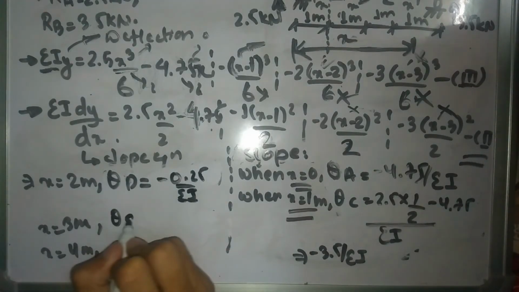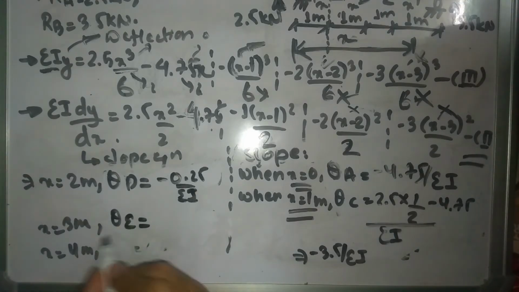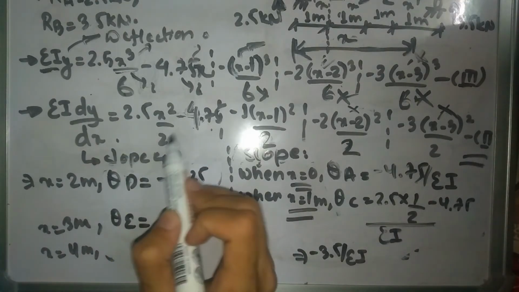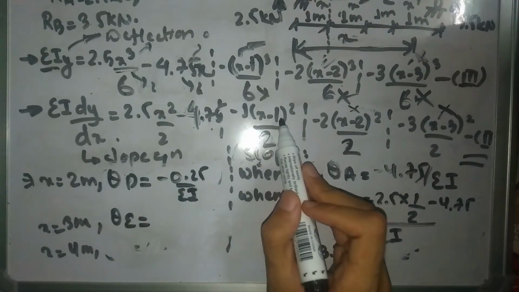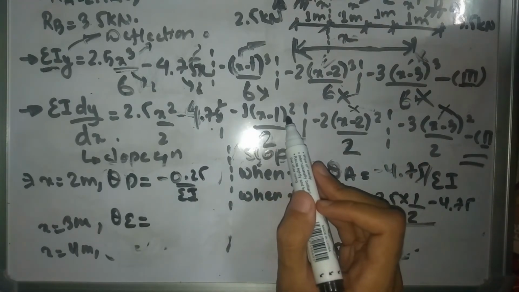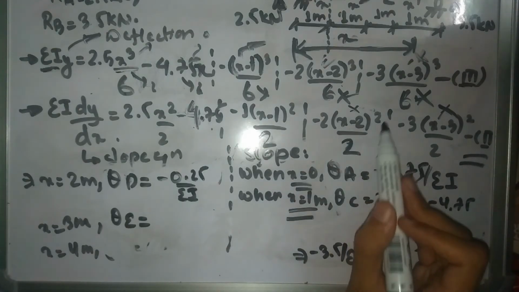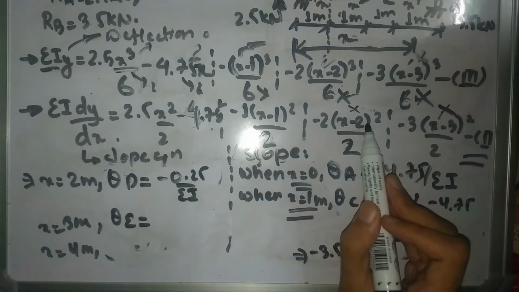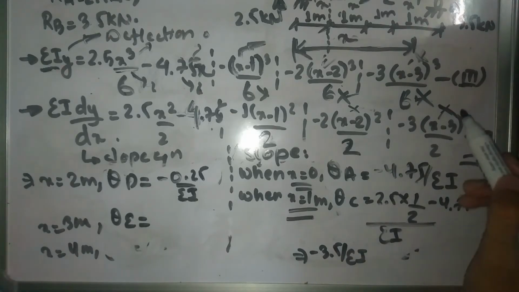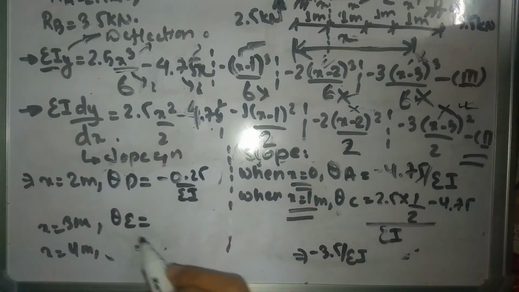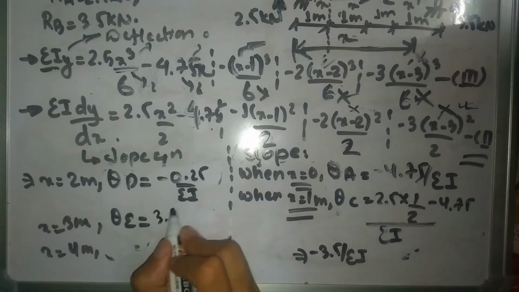Similarly, for our theta e, we're going to substitute 3 over here, 2.5 into 3 square by 2 minus 4.75 minus 1 into 3 minus 1, which is 2, so is positive, so we're going to include this. 3 minus 1 square divided by 2 minus 2 into 3 minus 2 whole square by 2. 3 minus 2 is 1, so we're going to include this. 3 minus 3 is 0, so this term has no value. So on calculating, we're going to get our theta e as 3.5 divided by EI.